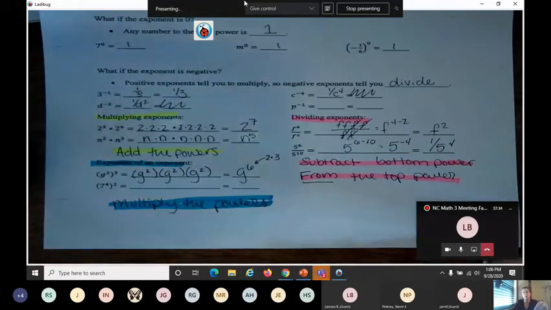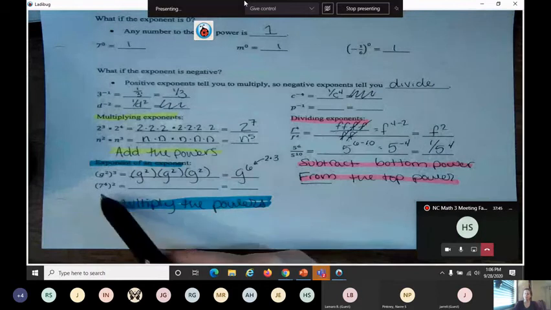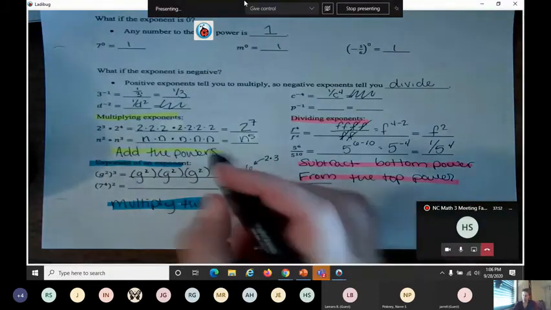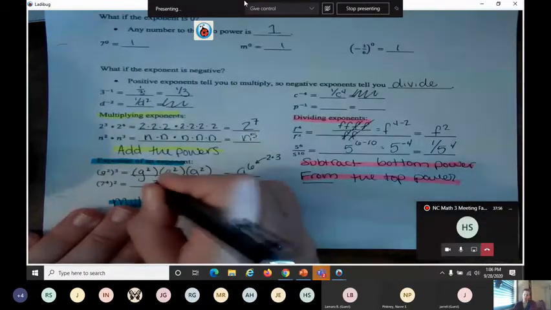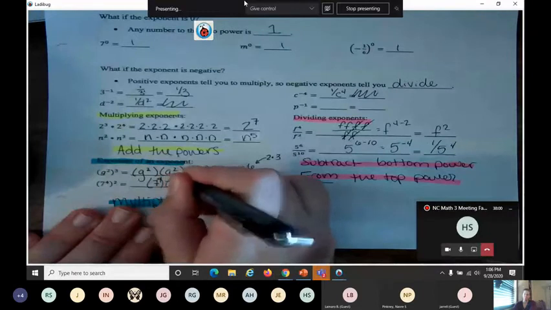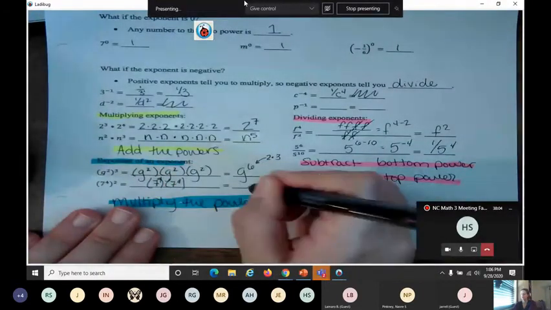Okay, so let's see, Henry, can you help me out with this problem right here? Okay, so I have 7 to the 4th squared. How can I rewrite that? 7 to the 4th squared twice. Yes, it was 7 to the 4th, just 7 to the 4th twice. Like that. And then what's the final answer going to be?